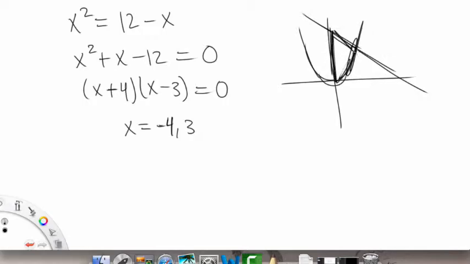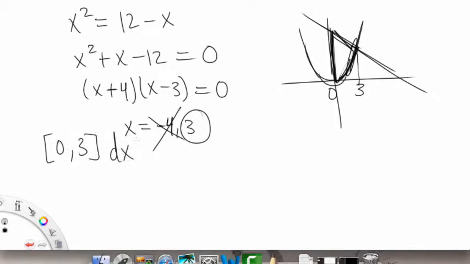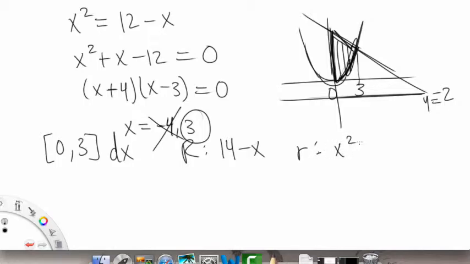So it has to be between 0 and whatever the positive value is, so that one is going to be our 3. We're going to ignore that -4 there. So our interval of integration is 0 to 3. We're integrating along dx because our lines are vertical, right? And we're rotating about the line y equals -2. Our capital R is given by 14 minus x, and our lowercase r is given by x squared plus 2.